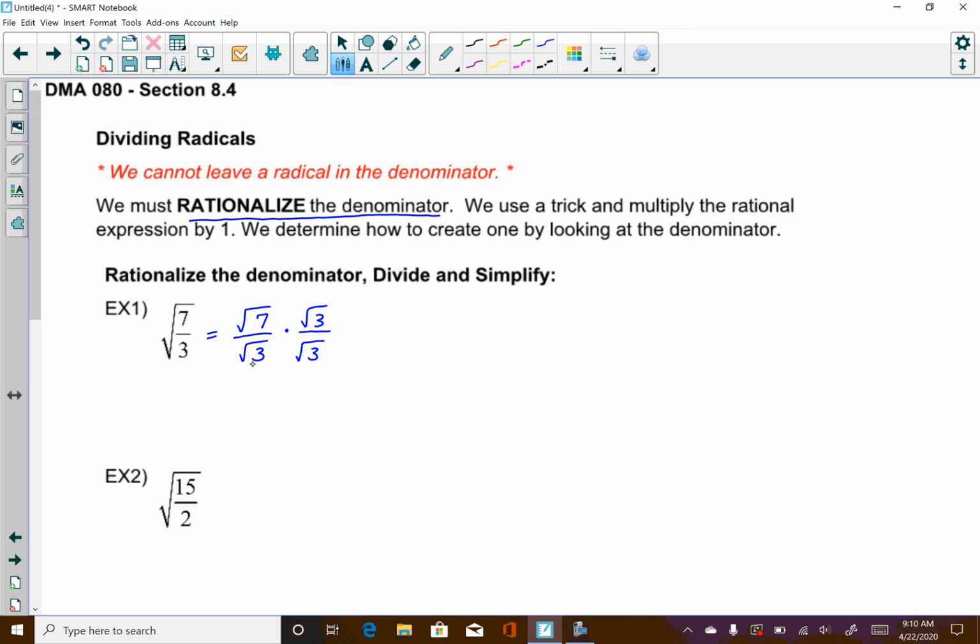So if that had been the square root of, I don't know, 7 in the denominator, I'd multiply top and bottom by the square root of 7. If it had been the square root of 11 in the denominator, I would multiply the top and bottom by the square root of 11. Now you just multiply straight across. So up top, the square root of 7 times the square root of 3 is the square root of 21. And then on the bottom, the square root of 3 times the square root of 3 is the square root of 9. And we can clean that up. The square root of 9 is just 3.